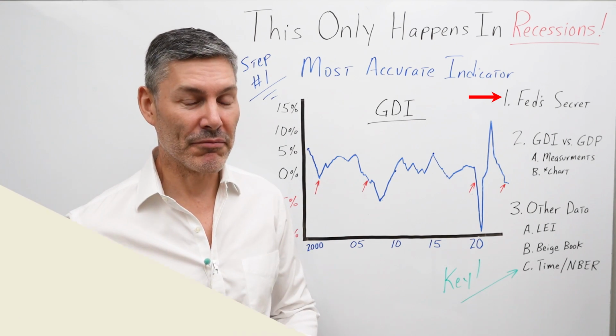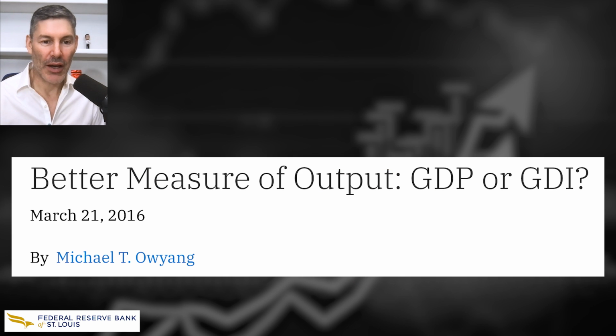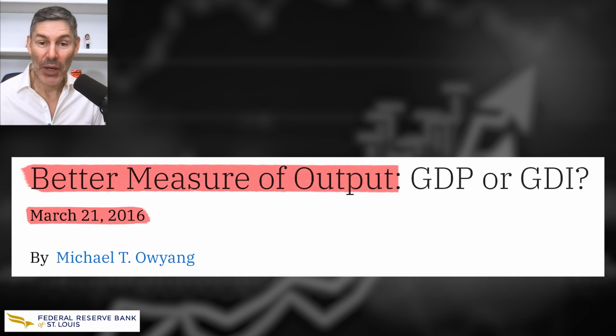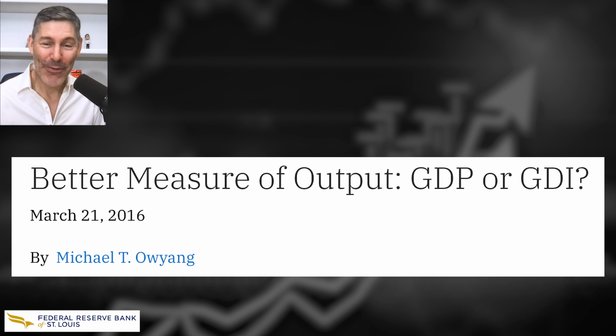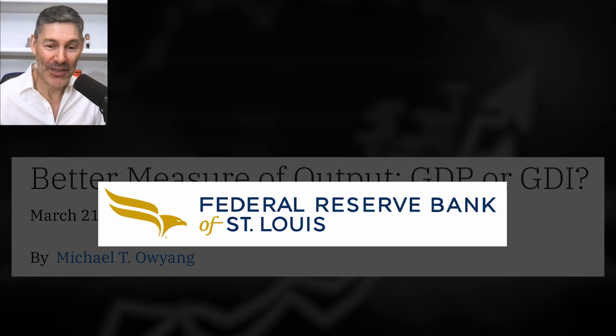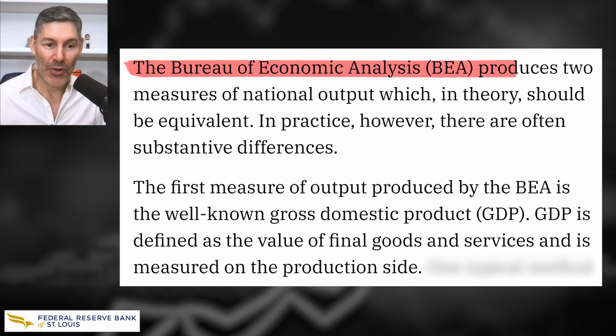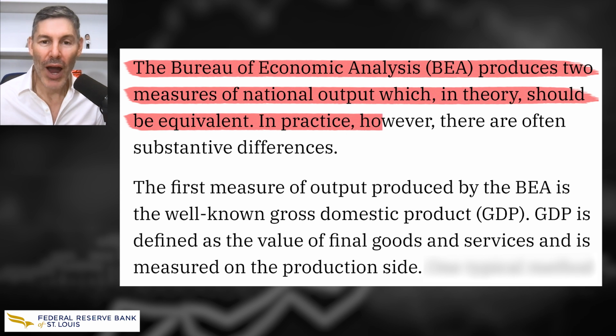Editor, let's cut to the internet. Let's go straight to the website of the Federal Reserve Bank of St. Louis. This is a post from March 21st, 2016, titled, "What is the better measurement of economic output, GDP or GDI?" And again, this is not George Gammon talking. This is straight from the Federal Reserve themselves. The Bureau of Economic Analysis, BEA, produces two measures of national output, which in theory should be equivalent. In practice, however, there are often substantive differences.